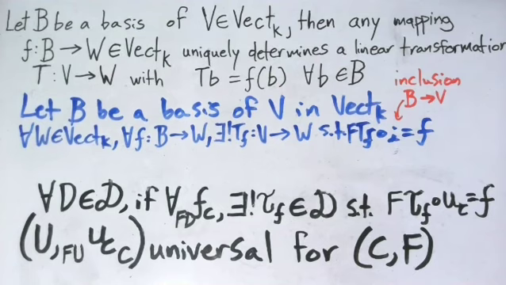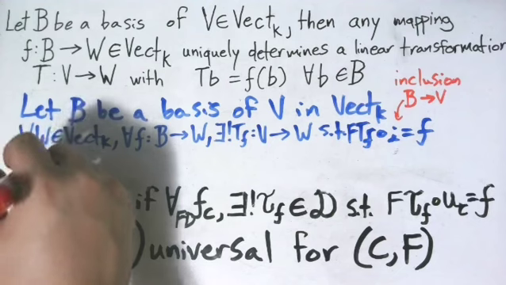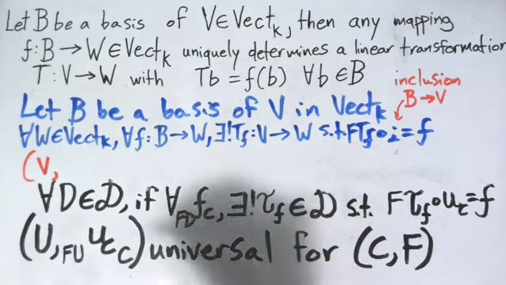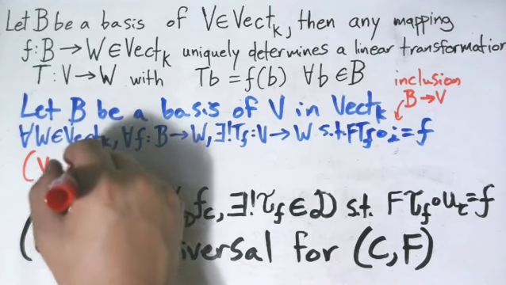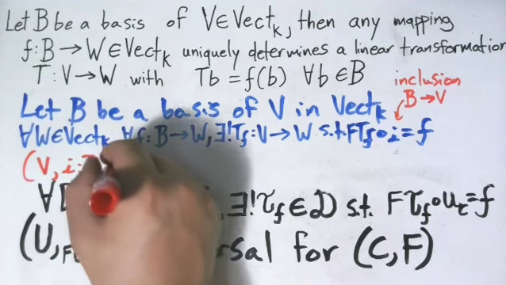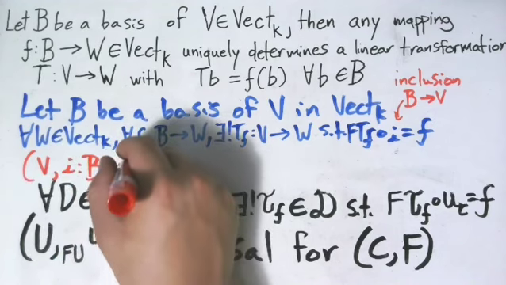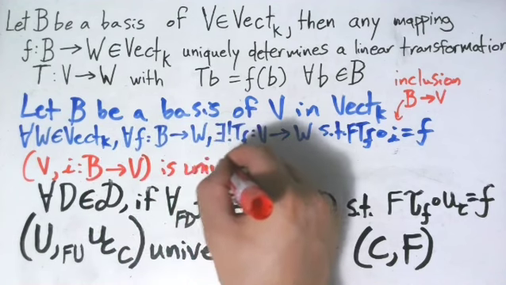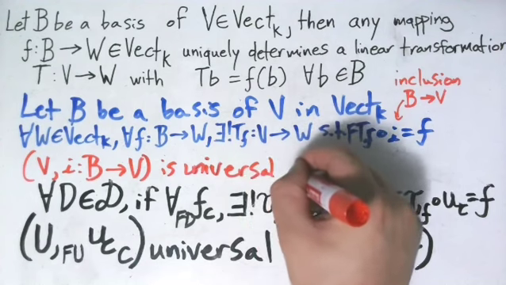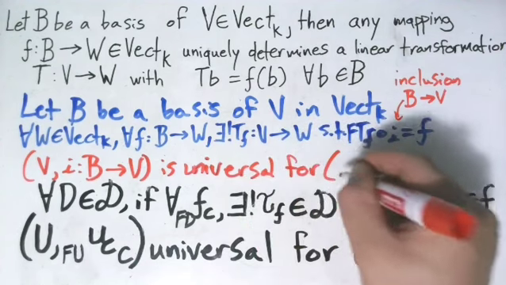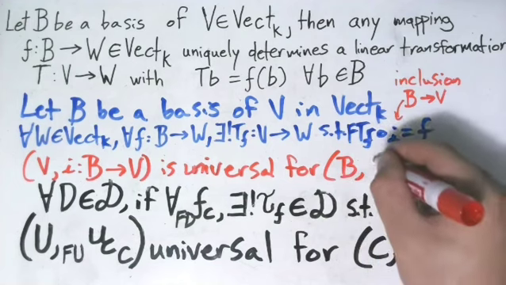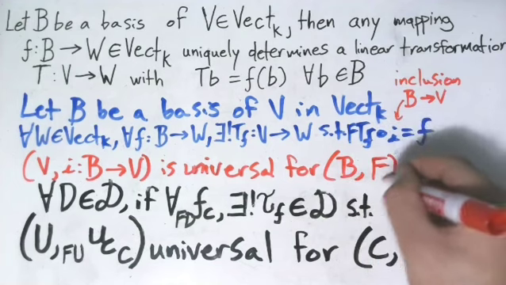So what can we conclude then? We can conclude finally that the pair V and the inclusion map from B into V is universal for the basis vectors B and the forgetful functor F.